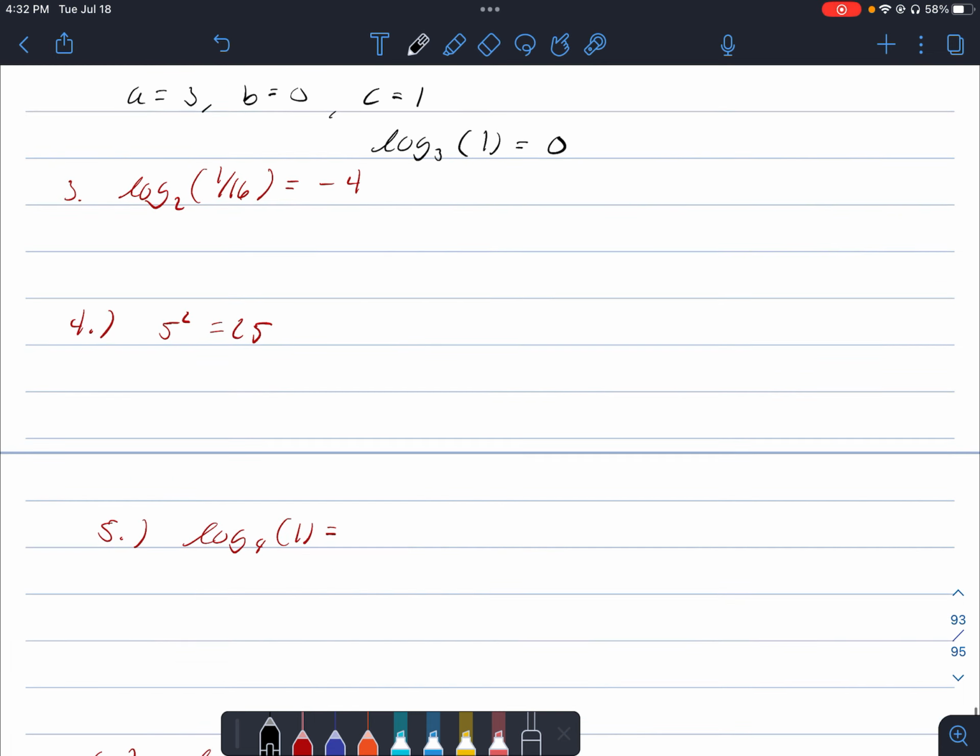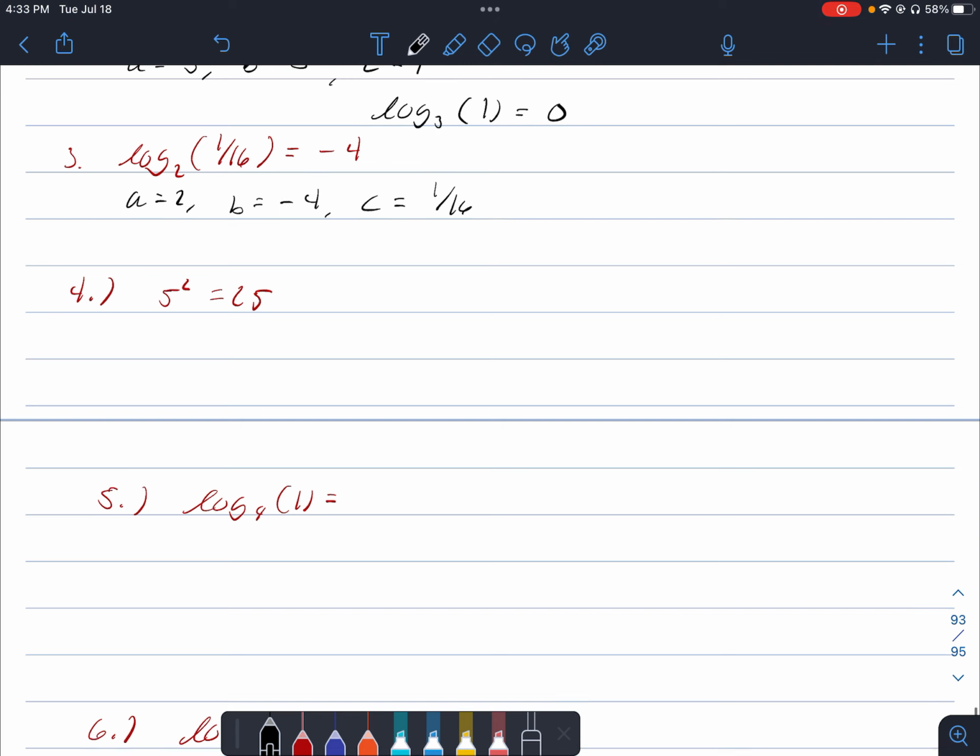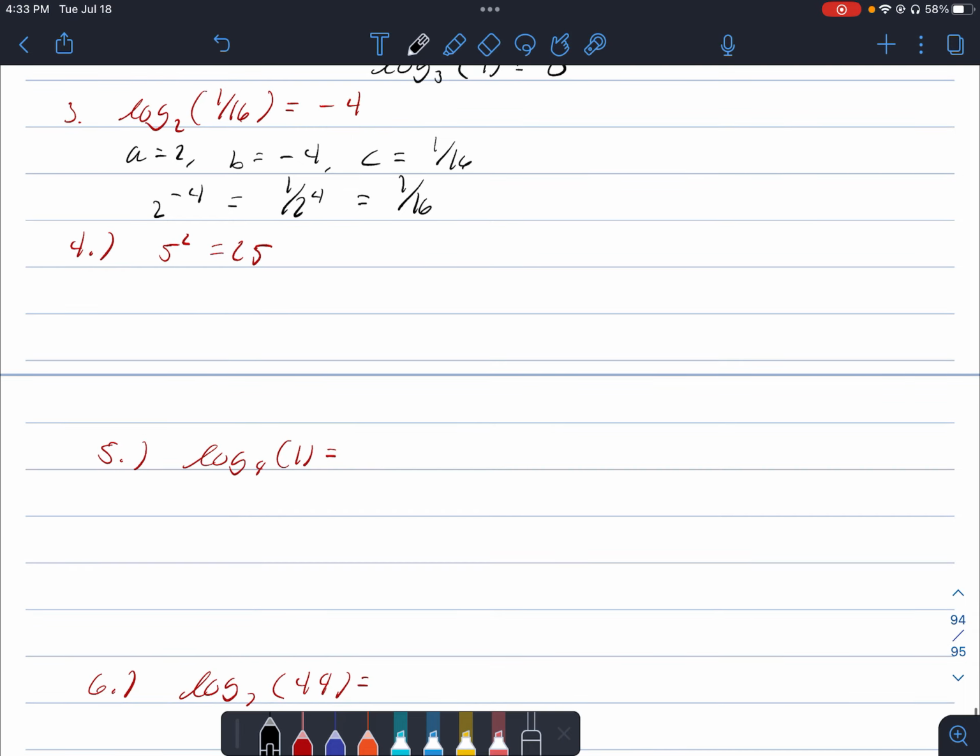What about this one? Log base 2 of 1/16 is equal to -4. Can we write this in exponent form? So a equals 2, b equals -4, and c equals 1/16. So a to the b is equal to c, so we have 2 to the -4, which is 1/2 to the 4th. And 2 to the 4th is the same thing as 16, so we have 1/16. So this logarithm makes sense.